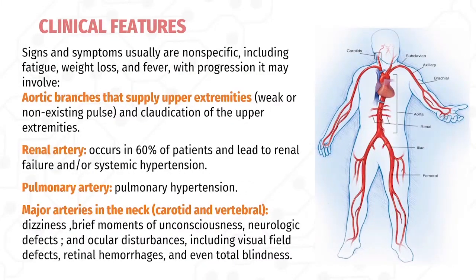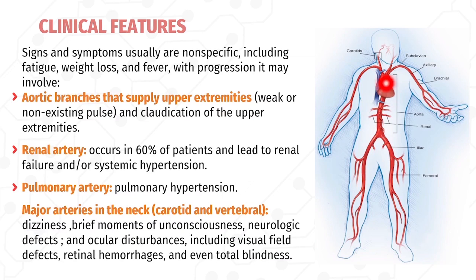Clinical features. Signs and symptoms usually are non-specific, including fatigue, weight loss, and fever. With the progression, it may involve the aortic branches that supply the upper extremities, leading to weak or non-existing pulse, and claudication of the upper extremities. Renal artery involvement occurs in about 60% of patients and leads to renal failure and/or systemic hypertension.